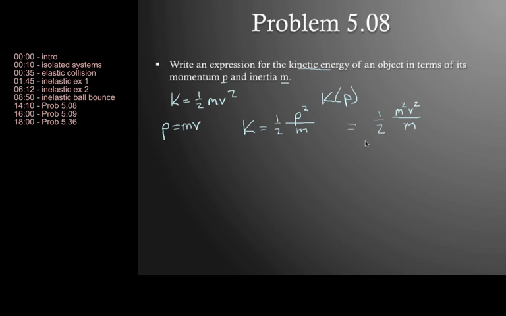So if you plug in what we have here, these two expressions are the same. Here we just plugged in mv for p. And so you can see that this m on the bottom cancels out, and we end up with 1/2 mv squared. So K, in terms of momentum, is going to be p squared over 2m.